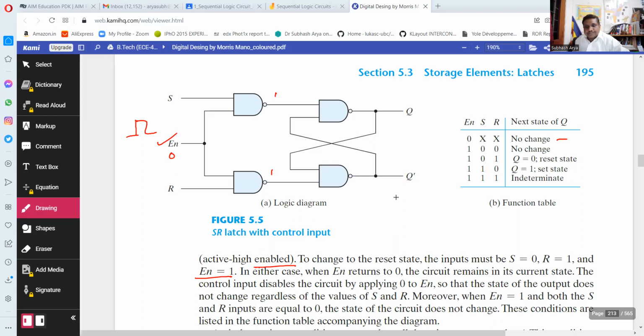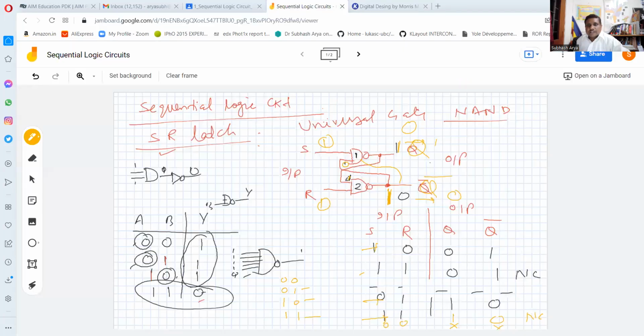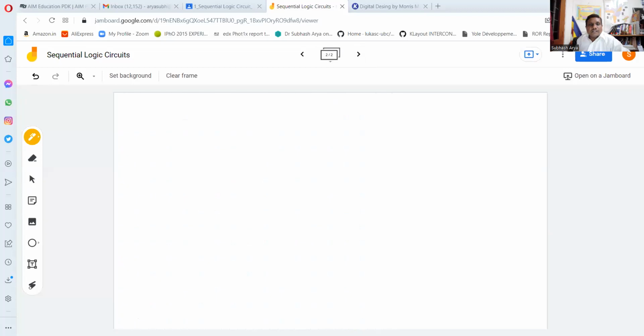Now let us try to understand. Actually, for this case, let me use the Jamboard to make you understand. Let me show whether you are able to see or not. Yeah, this is the Jamboard.